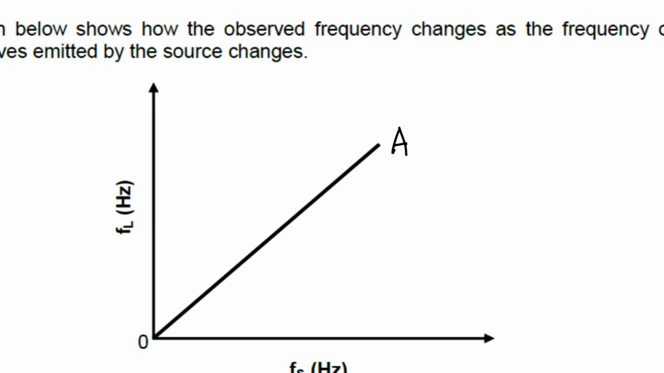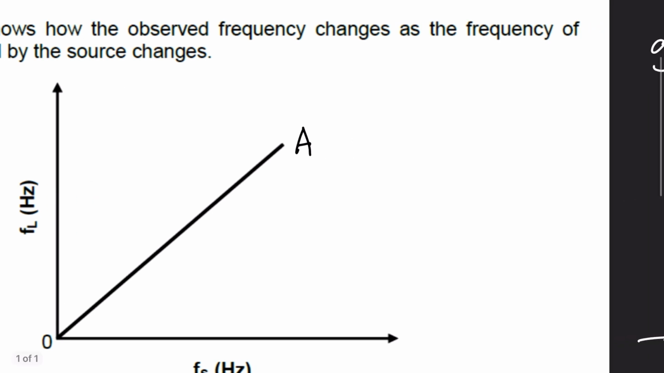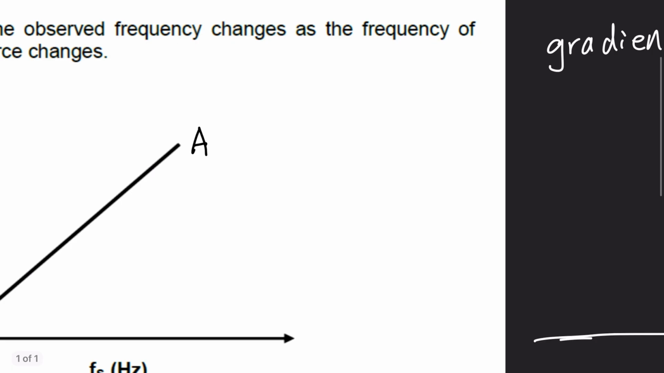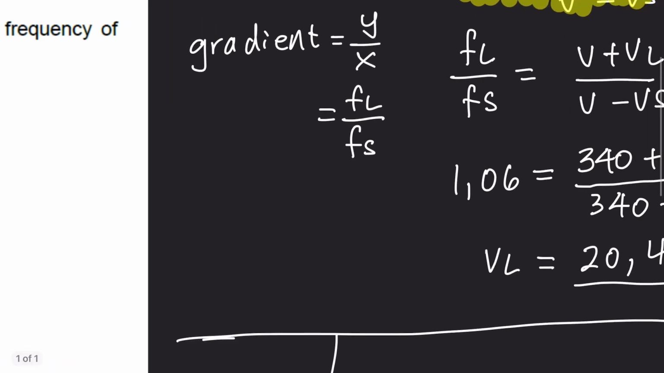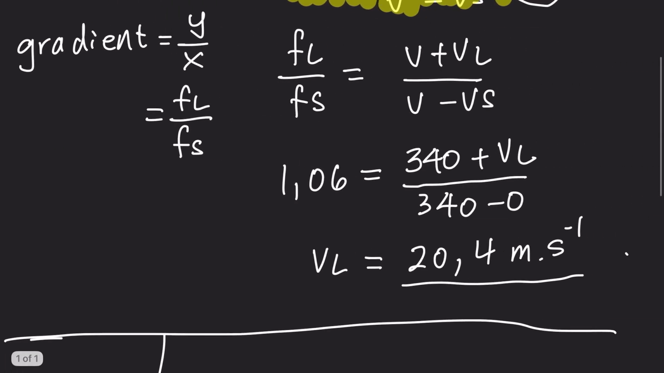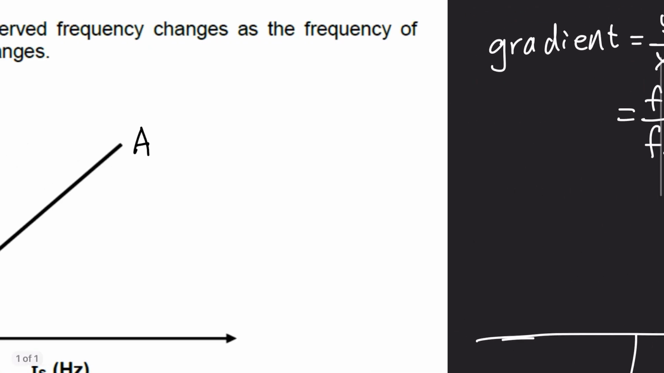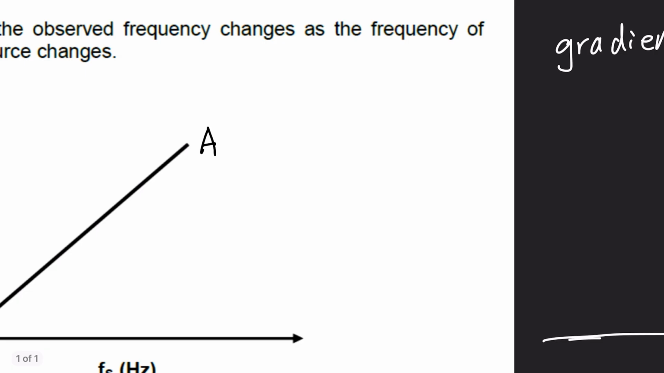And now we just need to consider how the gradient would be affected for this new graph. So let's go back to our original equation. Our equation before we substituted was this. So this is what we need to use here. So FL over Fs was equal to V plus VL divided by V.